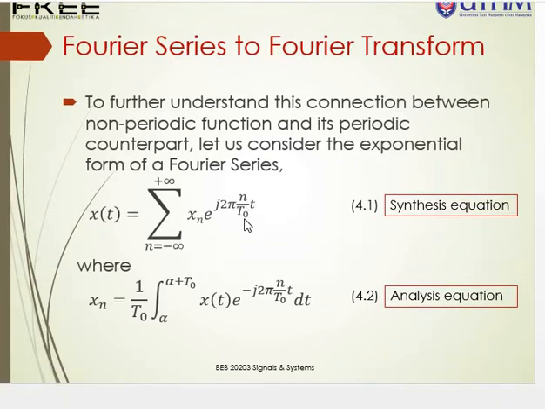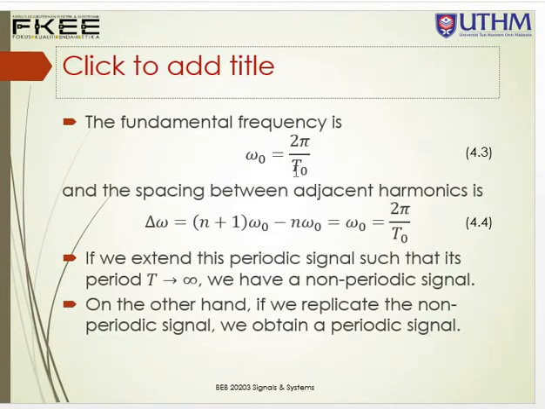Here, 2 pi over T naught is the fundamental frequency. The spacing between adjacent harmonics is delta omega, which is (n plus 1) omega naught minus n omega naught, equivalent to omega naught, which as you know is 2 pi over T naught. Now let's look at the extension of the Fourier series to an aperiodic signal. What is meant by aperiodic signal? That is non-periodic.